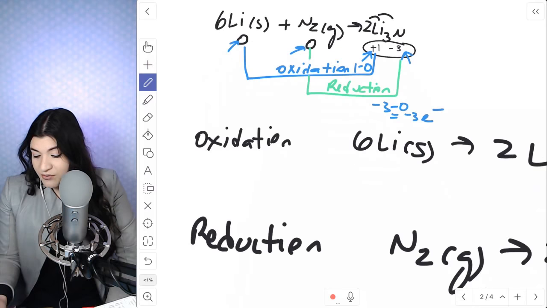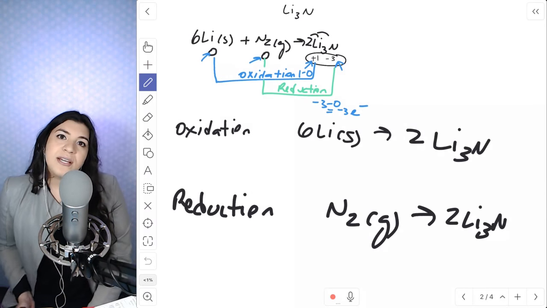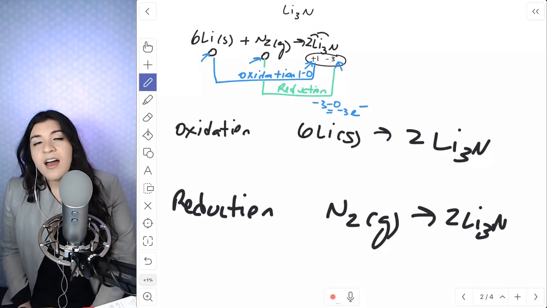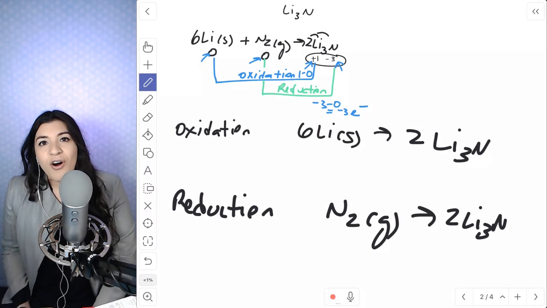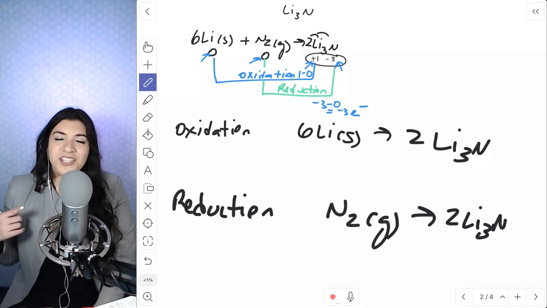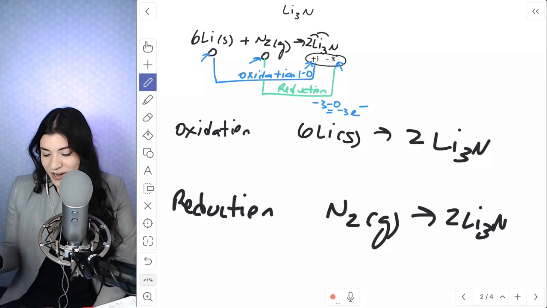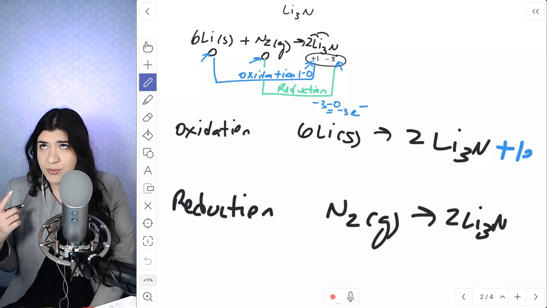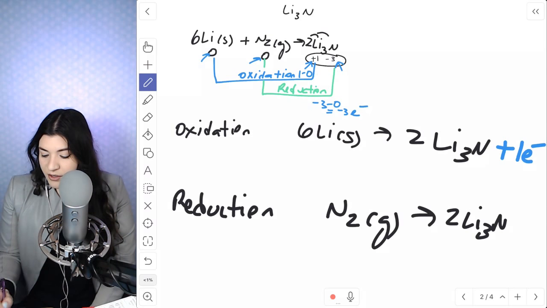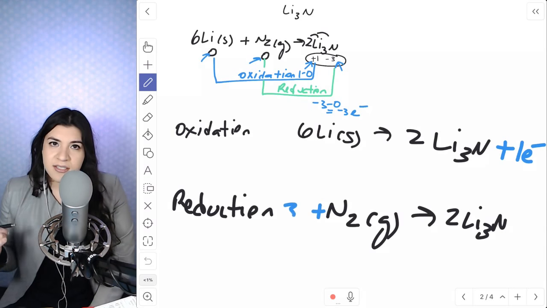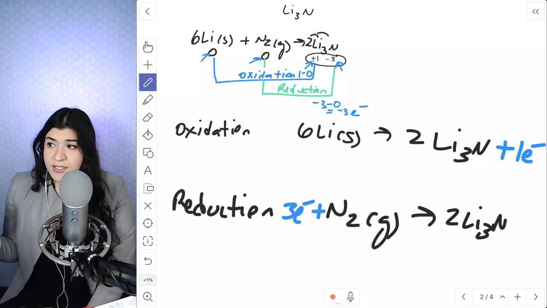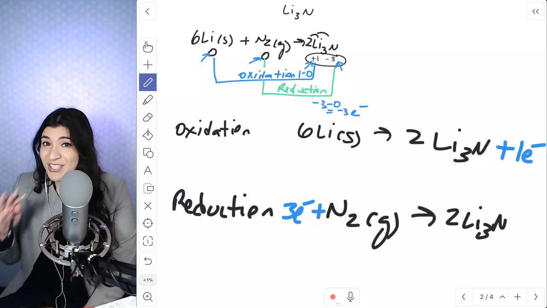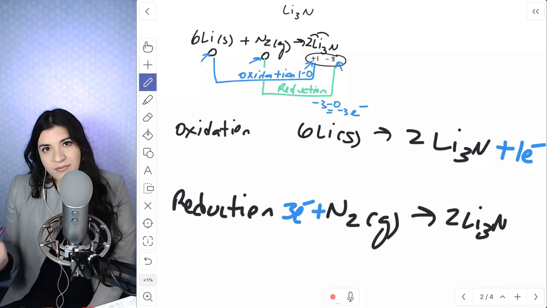So for oxidation, you will always add the electrons on the product side. For reduction, add them on the reactant side. So reduction, reactants. Okay, that's how I want you to remember it. So for oxidation, I'm going to add just 1 electron since that's how much was lost. And then for reduction, I'll add 3 electrons since that's how many electrons were gained. So that's what I would say to do. That's how we approach these half cell reactions.